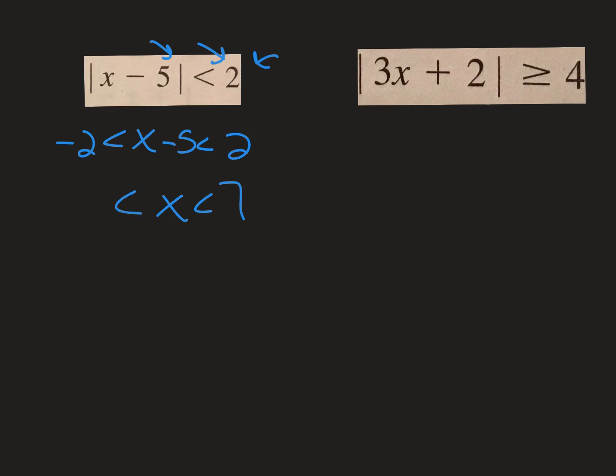Just add 5 to all three sides. 2 plus 5 is 7. Negative 2 plus 5 is 3. So my answer is everything between 3 and 7.